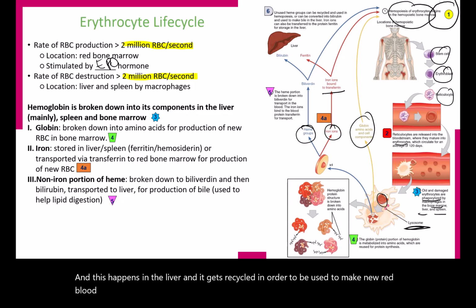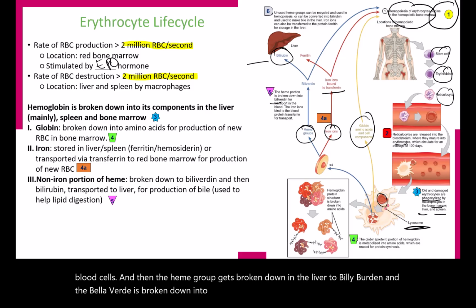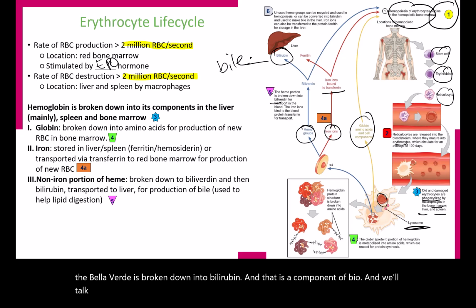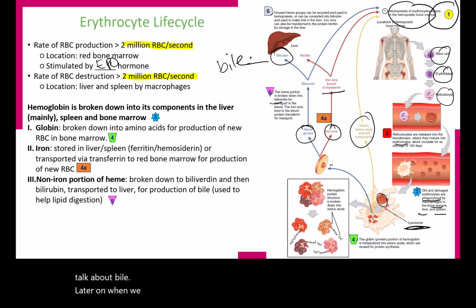It gets recycled in order to be used to make new red blood cells. And then the heme group gets broken down in the liver to biliverdin, and the biliverdin is broken down into bilirubin, and that is a component of bile. And we'll talk about bile later on when we get into a discussion of the digestive tract.